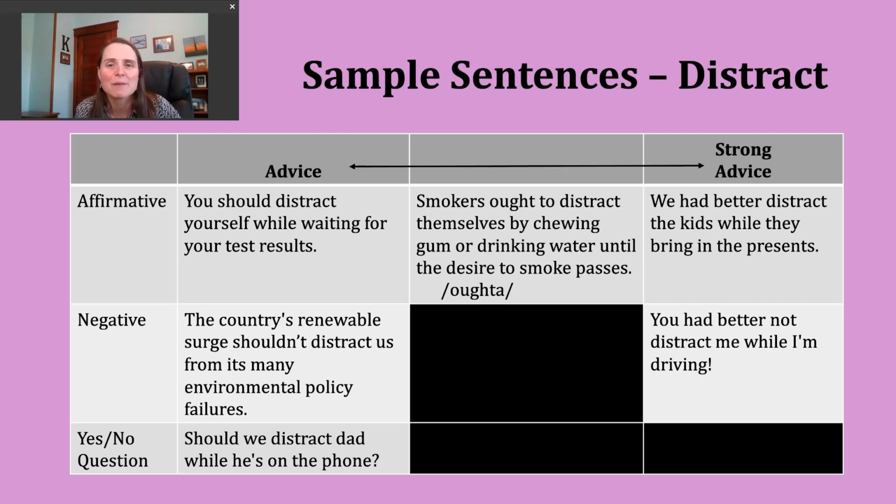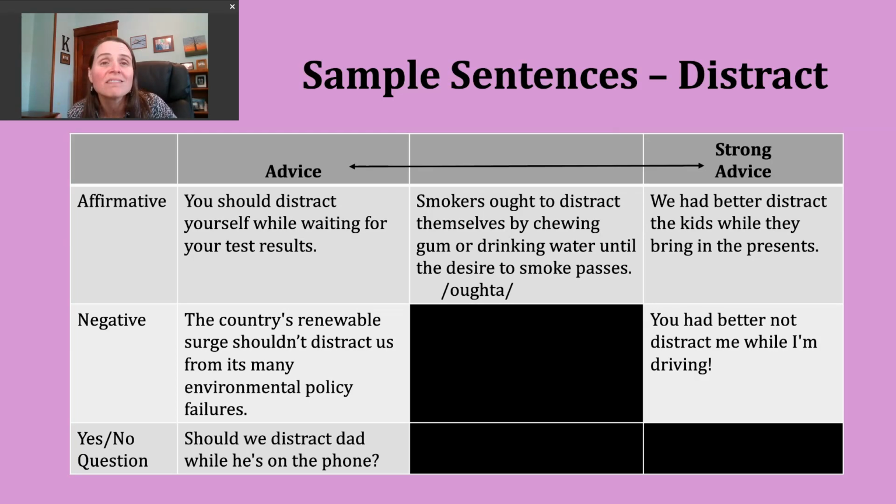So let's look at an example of this. Smokers ought to distract themselves by chewing gum or drinking water until the desire to smoke passes, right? Again, this is advice, right? We're telling someone, right, take your focus from that desire to smoke, right, and do these other things.